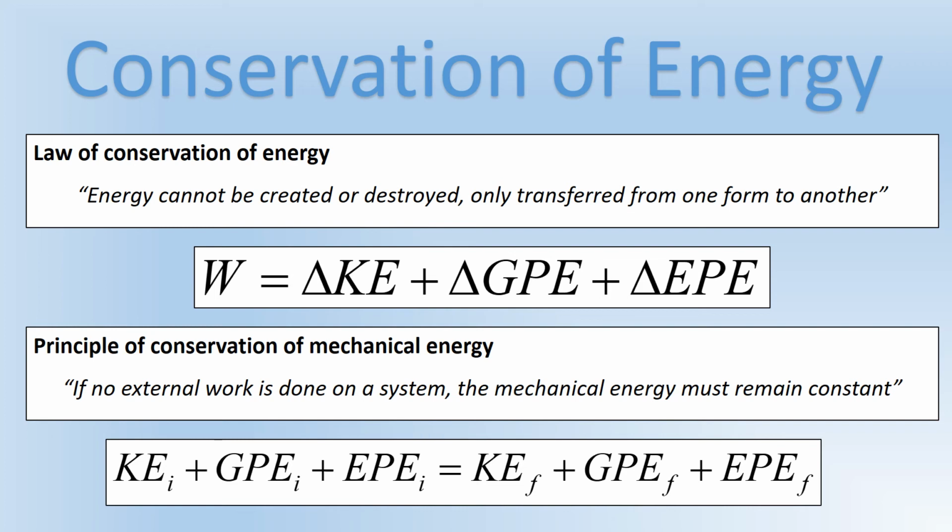And we represent that mathematically with this equation, that the work we do would give you a change in the kinetic, gravitational potential energy, or the elastic potential energy there. That's our expression of conservation of energy.